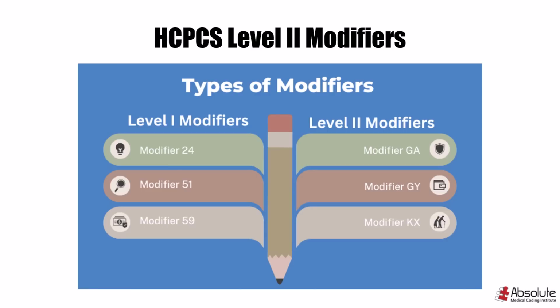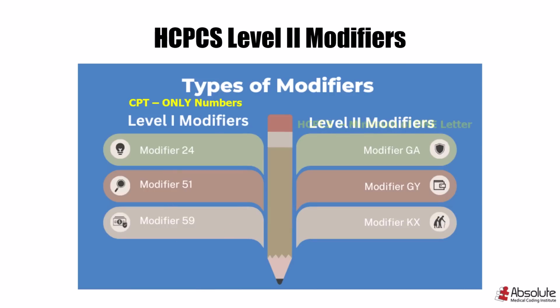And right in front of you, you have two types of modifiers. You have Level 1 modifiers. Level 1, remember I said HCPCS Level 1 or CPT modifiers. Yeah, and CPT modifiers only have numbers. That's how I can tell them apart.